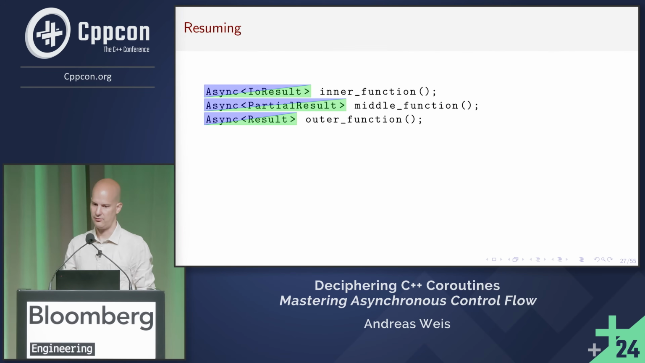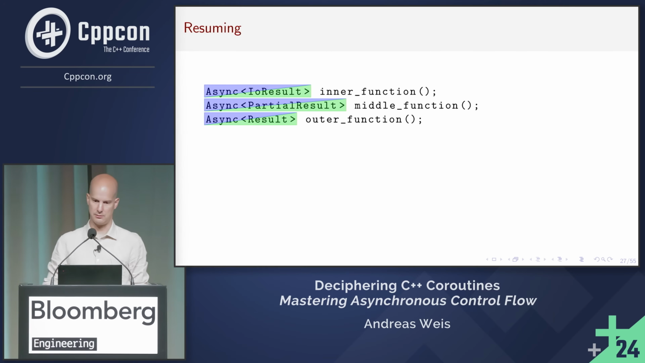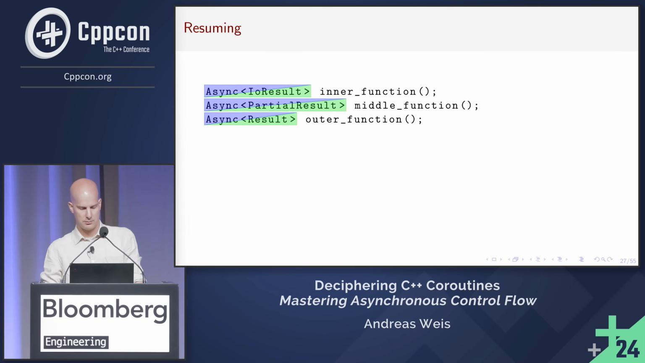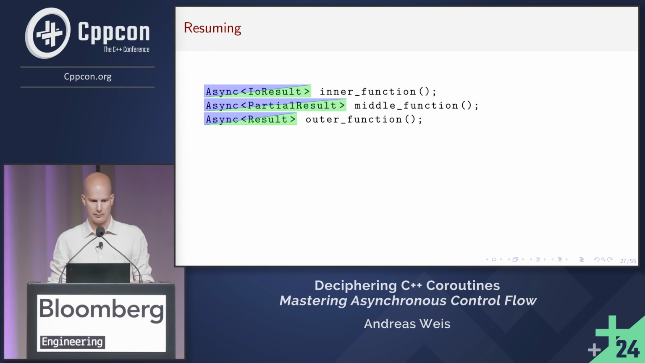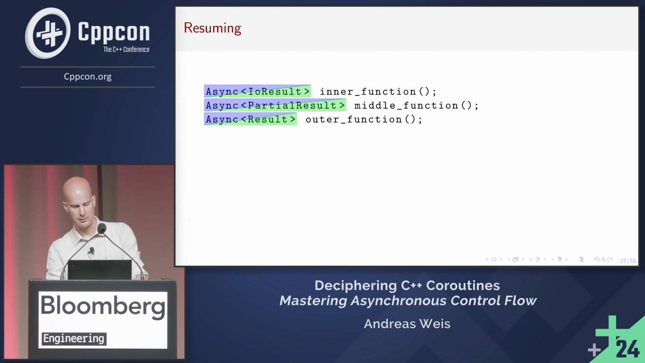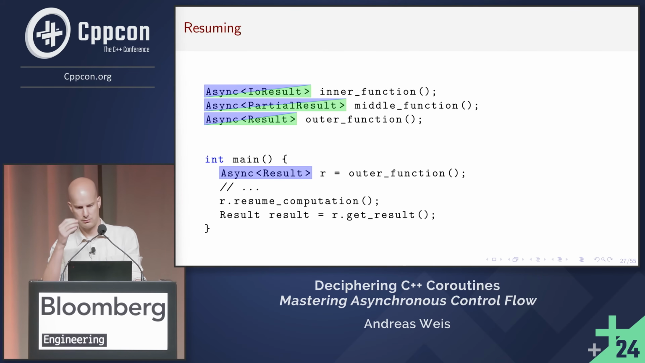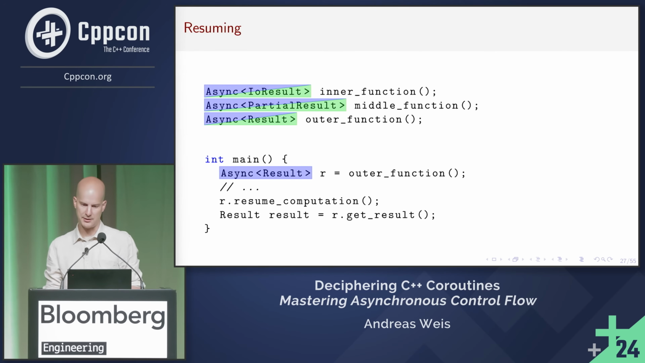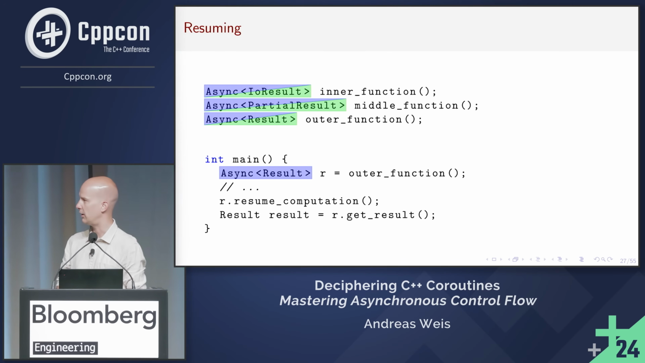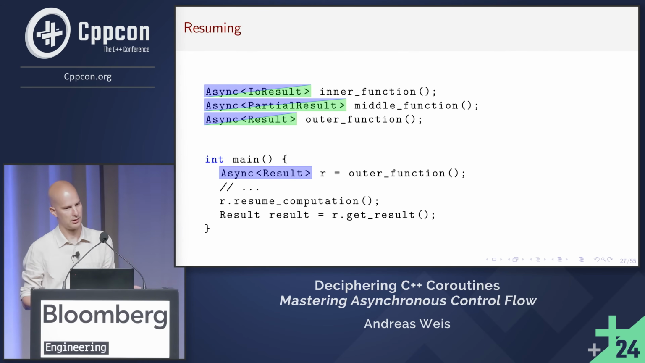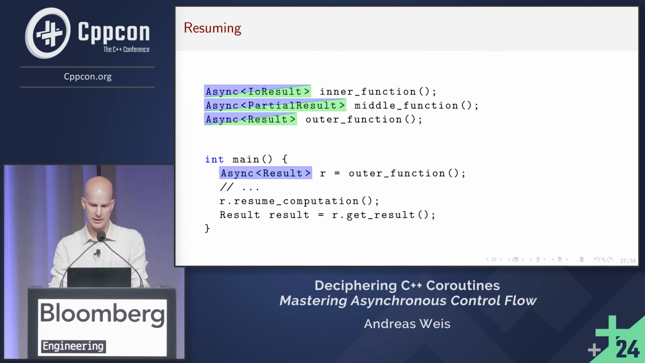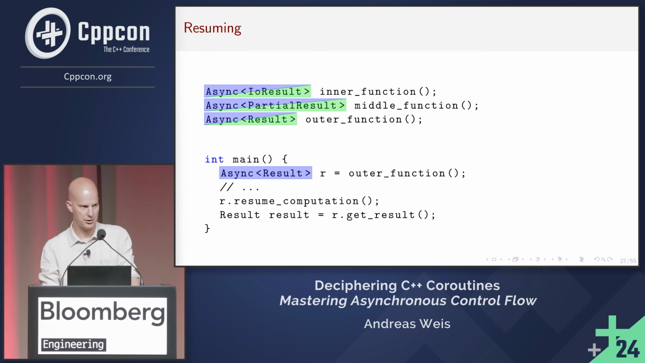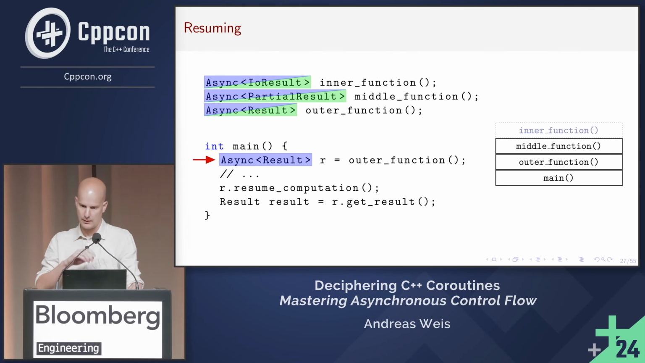And this is true for all three of these functions now, right? So let's look at the interface that we would use for resuming such tasks now. Once everything has bubbled up, we will end up in main, right? And main is not a coroutine, so it will just get this async object, and that will just be the handle to the task here.